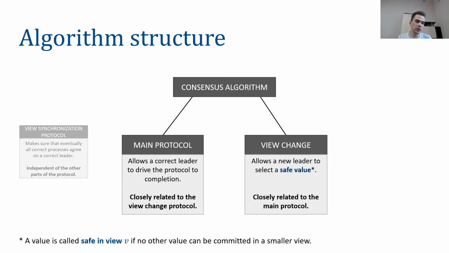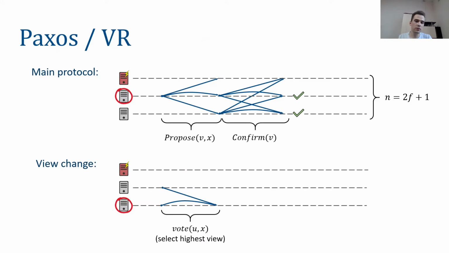Since the view synchronization protocol can be reused across different consensus algorithms, we just assume that it exists and focus on the main protocol and the view change protocol. First, let us look at a simple crash fault-tolerant solution for the consensus problem. Here, the main protocol consists of 2 simple phases, propose and confirm. When a process receives n-f confirmations, it decides the value.